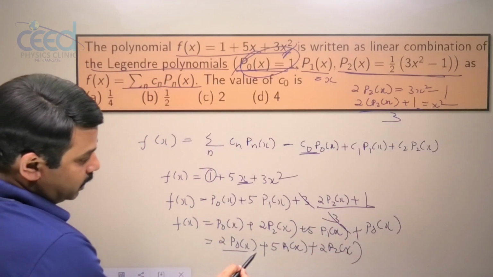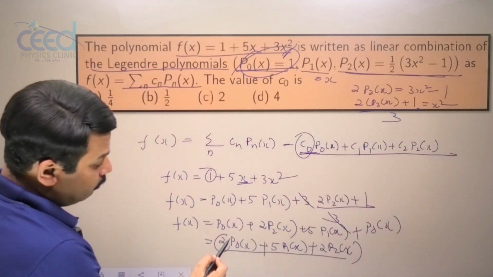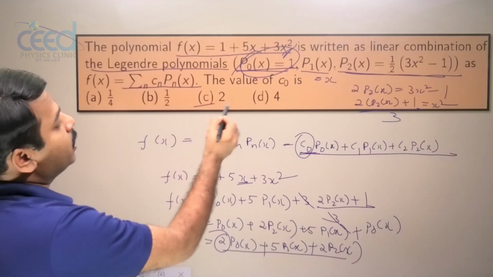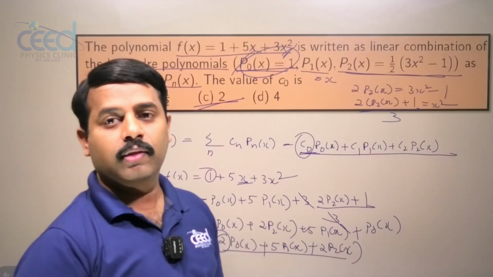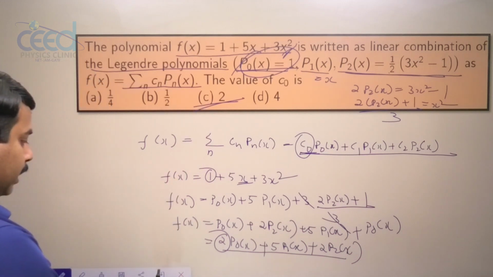Now, as per the summation, this is the series. Then instead of C0, what came here? 2. Then what is the option? 2 only. Alright? So option C is correct.